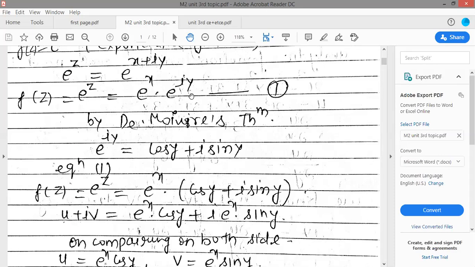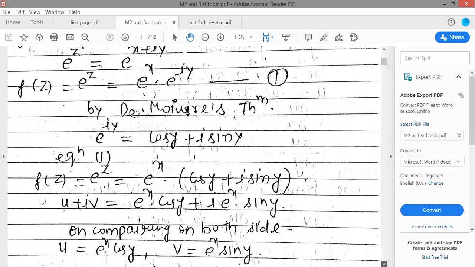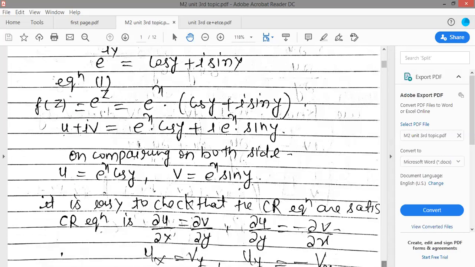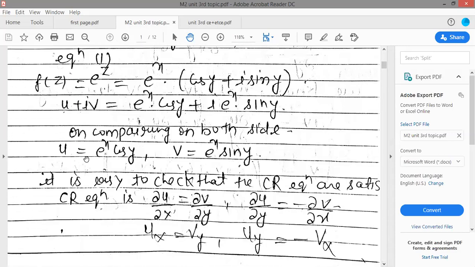So just put this value in equation 1. So f(z) = e^z = e^x · (this value). So just multiply e^x inside the bracket. Then you will get f(z) = u + iv. We know this function, what is the value of this function? u + iv = e^x cos y + i e^x sin y. On comparing both sides, you will get your u and v in the exponential form. So this is your u and v.